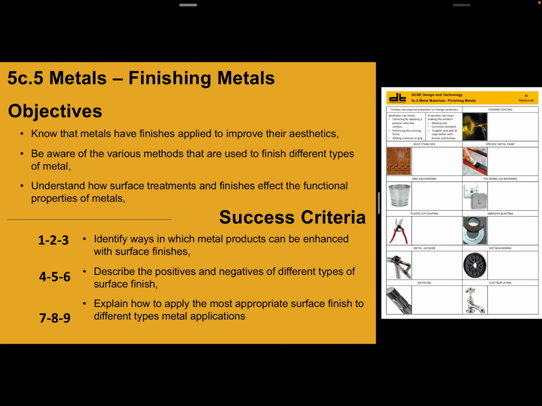Your objectives today are to know that metals have different finishes applied to them to improve their aesthetics, be aware of the different methods that are used to finish different types of metal, and understand how surface treatments and finishes can affect the functional properties of metal.